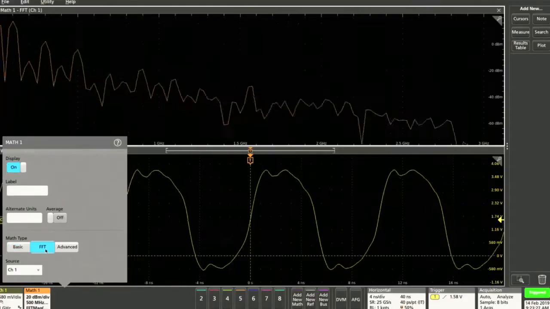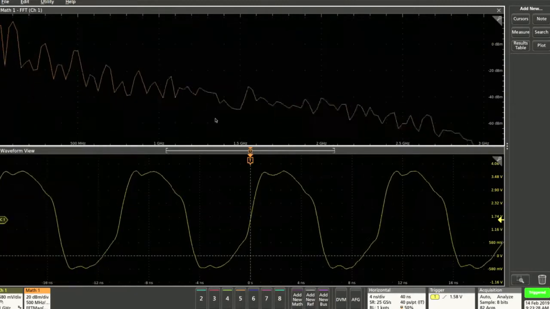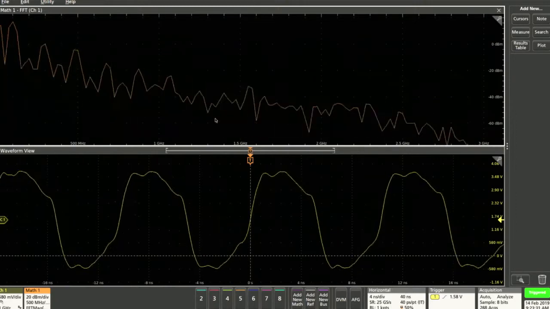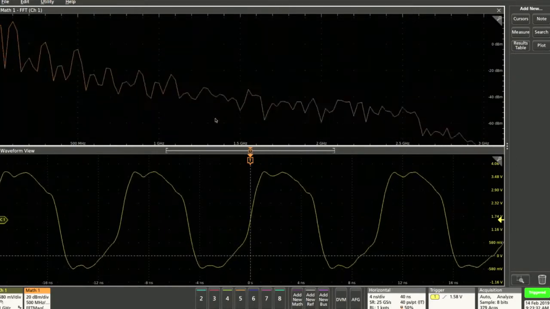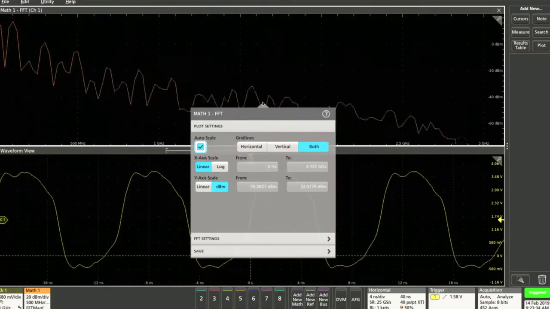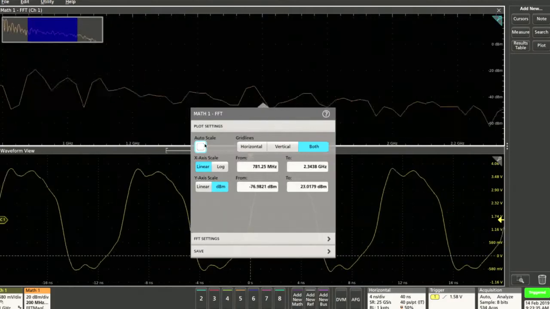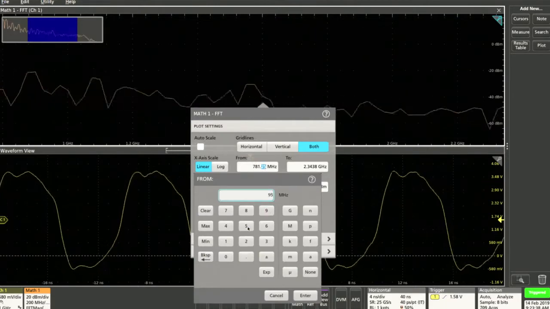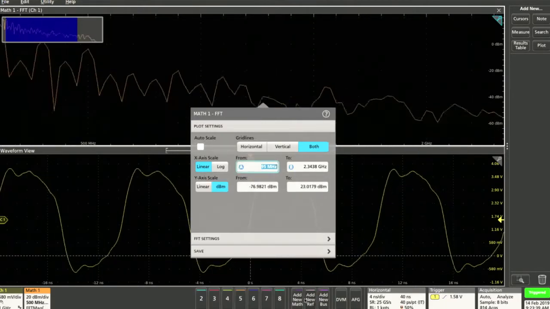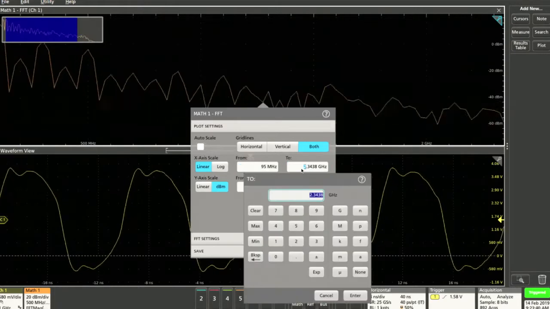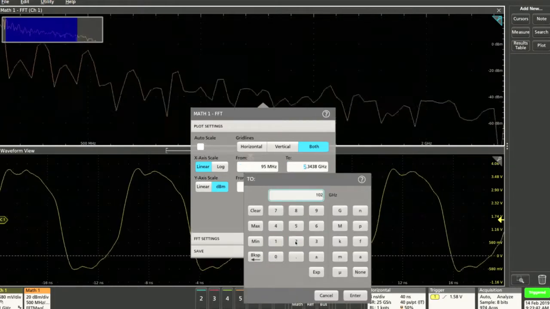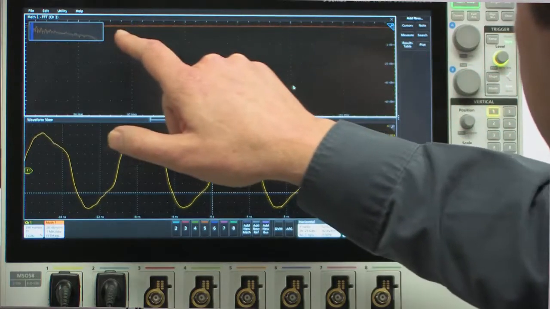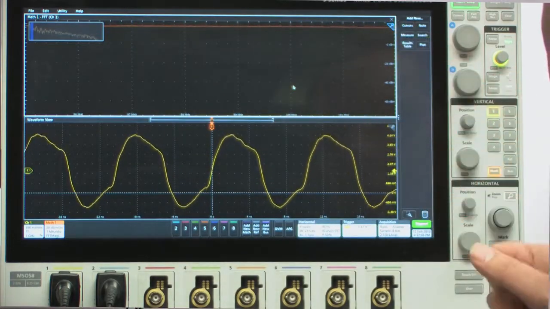I'll do that by adding a math waveform, setting it to FFT, and you see up here a spectrum, but I'm not really interested in the entire spectrum. I'm really just interested in the frequency range of the spread spectrum clock. So I'm going to change my view from 95 megahertz to 102 megahertz. And this is our resulting FFT display. Notice that I just get a flat line across the top.